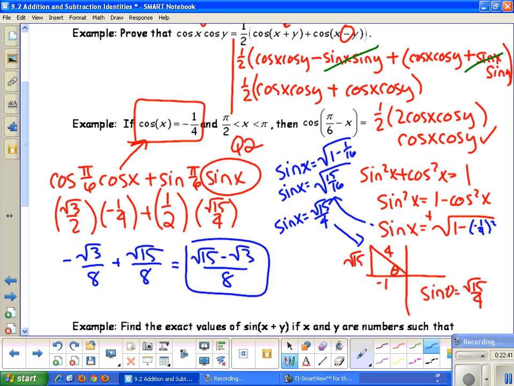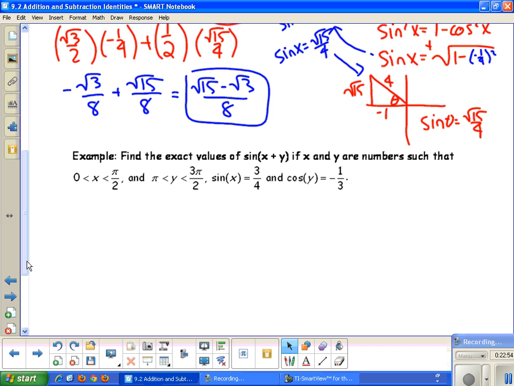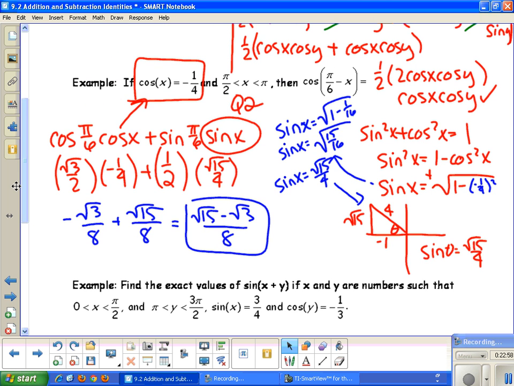So again, I had to find the sine of x, I put it into my identities, and then I had to figure out what quadrant I am in. For the rest of these problems that we have, we're going to do the next examples in class. So you can just go ahead and stop here, and then, as I said, we'll finish the rest in class.